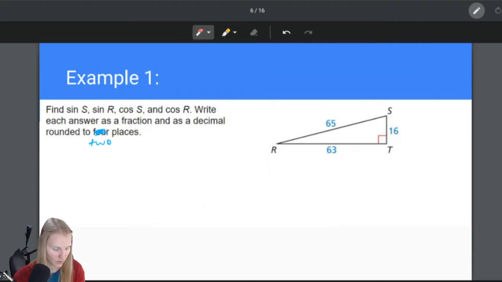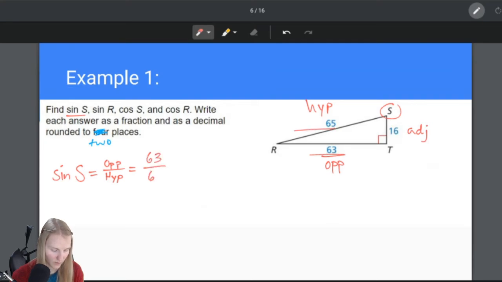Okay, so let's start with sine of S. If we start with S, that means that this is my opposite, this is my adjacent, and this is my hypotenuse. If I look at sine of S, we are looking at opposite over hypotenuse. So that is 63 over the hypotenuse, 65. So that's as a fraction. Now let's write it as a decimal. 63 divided by 65 is 0.97. Wonderful. There you go. That's sine of S.